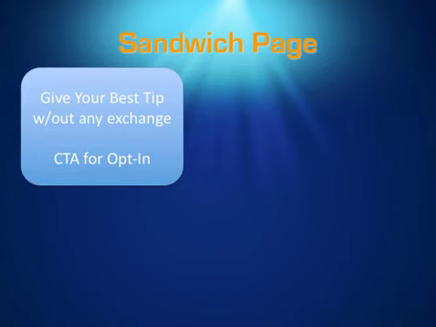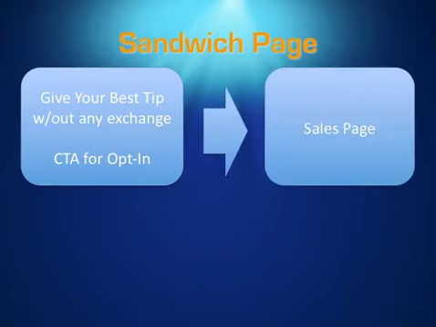Then at the bottom, you have a call to action for the opt-in. Say, hey, if you think this will help and you want to know more, just give us your name and email, and we'll send you this other thing, or we'll put you on our list, or however it works in your strategy. And then it moves them to a sales page. So when they opt in, it goes to a sales page for something a little more valuable, a little higher price than what we did in the click to continue strategy.